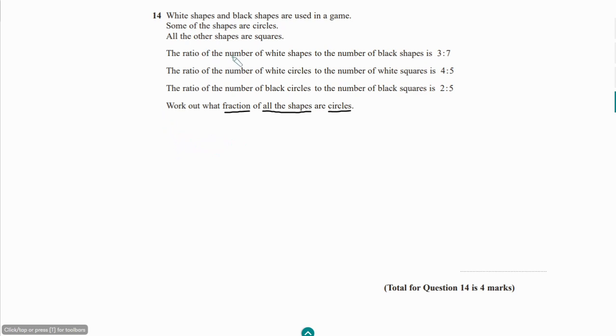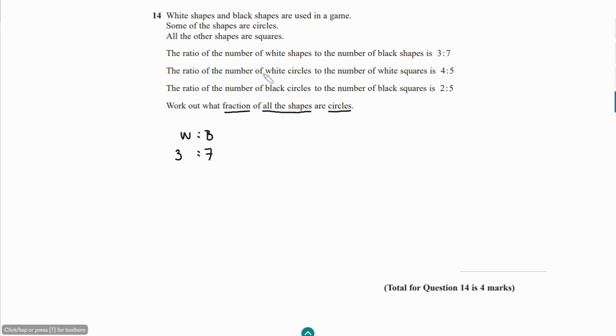Let's make a note. A ratio of the number of white shapes to the number of black shapes. So white to black. I would love to use white color, but it wouldn't be visible. So W and B, 3 to 7. So white to black is 3 to 7. Let's put it here. On purpose making some space here. I'll explain in a second.